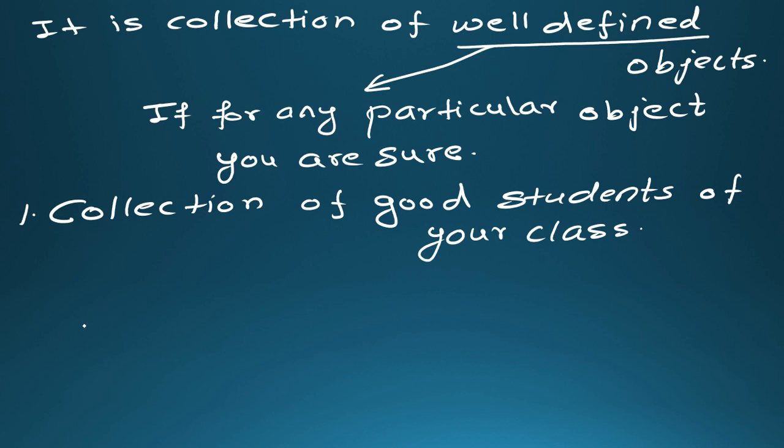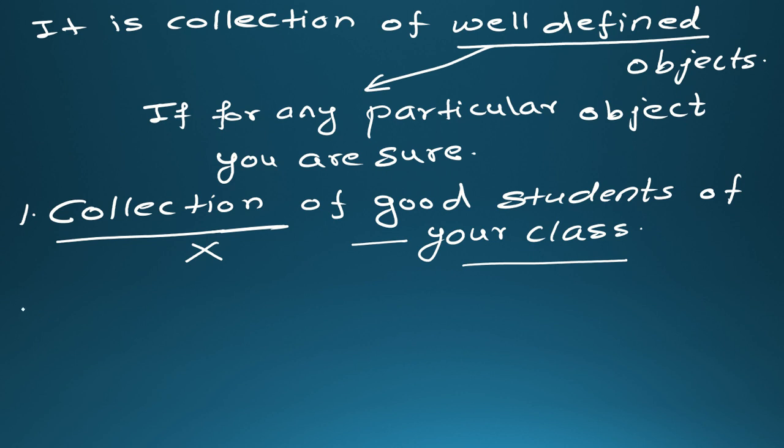Yes, maybe you are very good in sports. So if I take feedback from your sports teacher, then he will say yes, he is a very good student. But if you are not good in sports and you are good in academics, then if I ask your sports teacher, he will say okay, he is okay in other activities, but he is not good in sports. So whenever human judgment is involved without any condition, every time it will not be well defined. And this type of collection will not be a set. It is just a collection only.